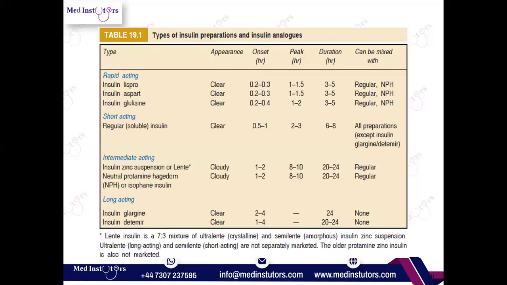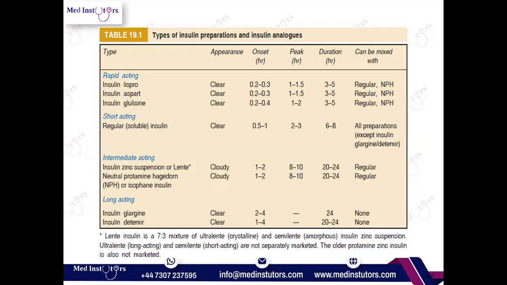Here we have Lispro, Aspart, and Glulisine as the rapid-acting insulins. And then we have our own regular or soluble insulin, which is short-acting. And then we have the NPH insulin or the isophane insulin. NPH stands for neutral protamine Hagedorn, and that is the intermediate acting insulin. And we have glargine and detemir as the long acting, and the ultra long acting insulins include degludec and icodec, which is the recent one, and we can see those insulins later.